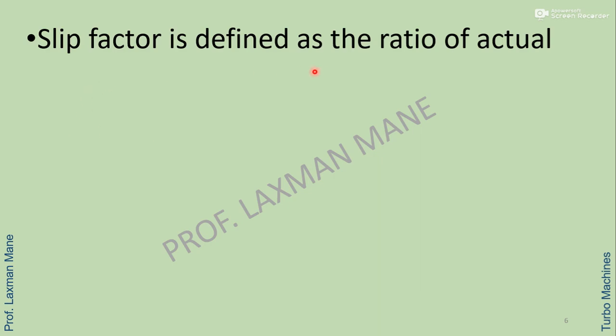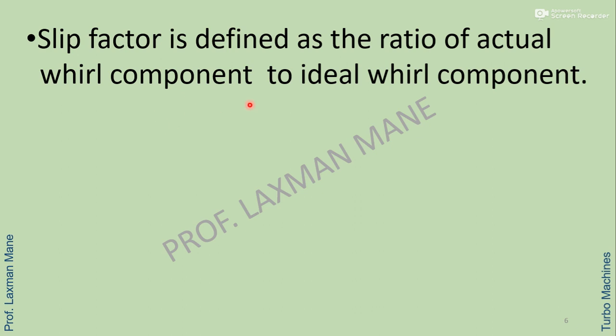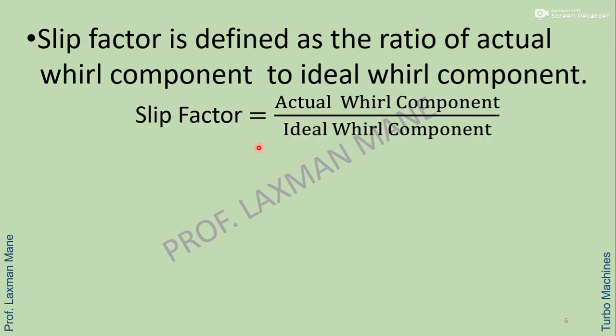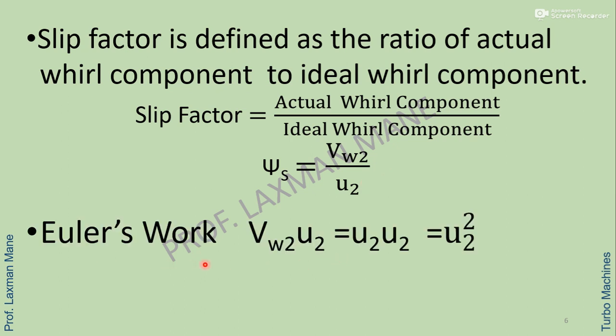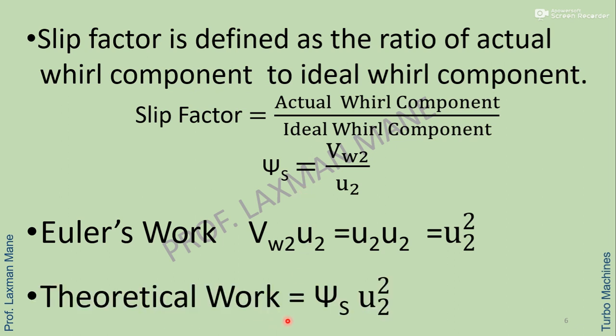So slip factor is defined as the ratio of actual work component to ideal work component. Mathematically, it is written as psi s is equal to actual work component, that is VW2, and ideal work component is U2. As Euler work is VW2 U2, means U2 square, in terms of psi s, means slip factor, theoretical work is given as slip factor multiplied by U2 square.